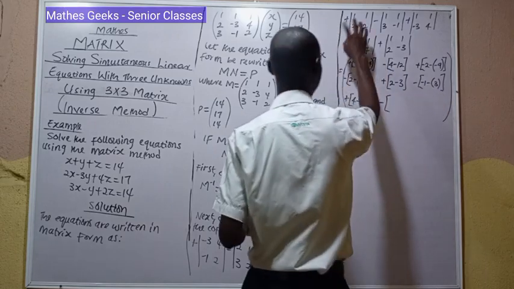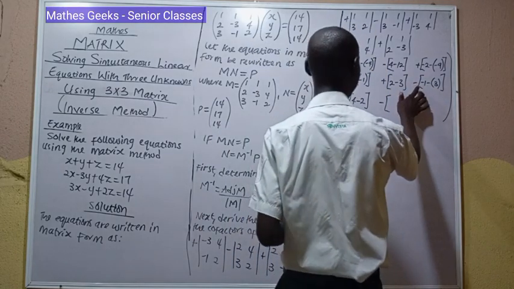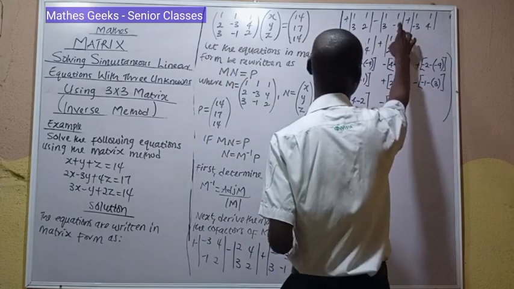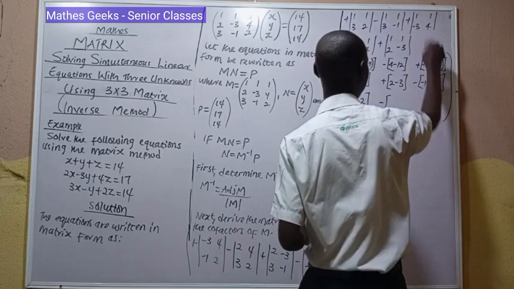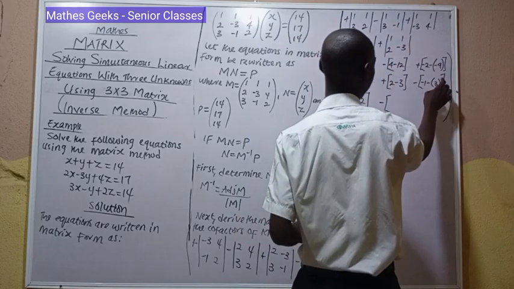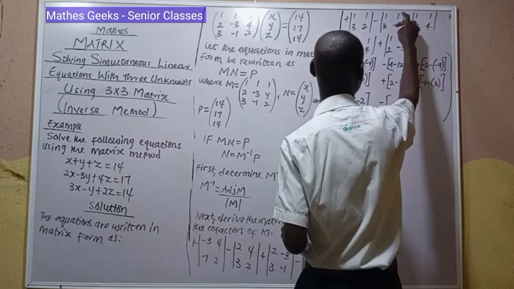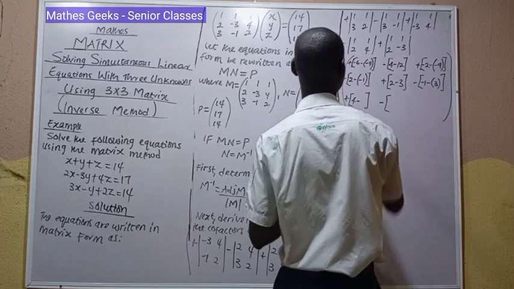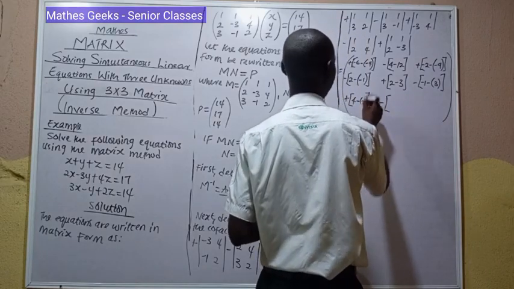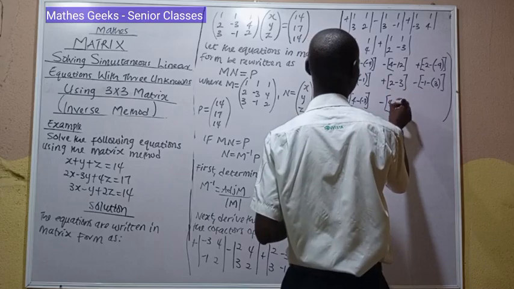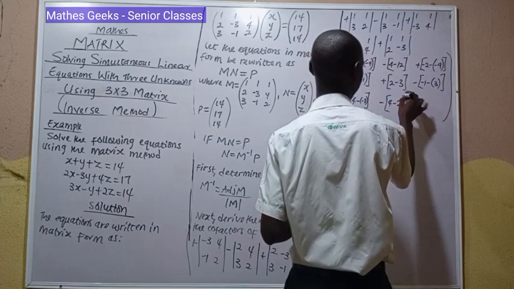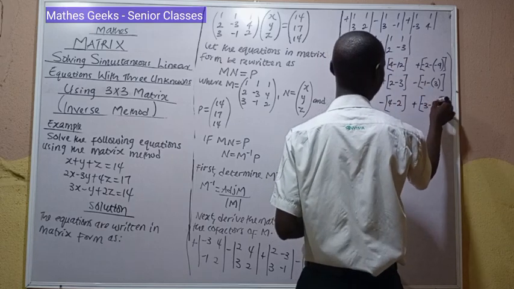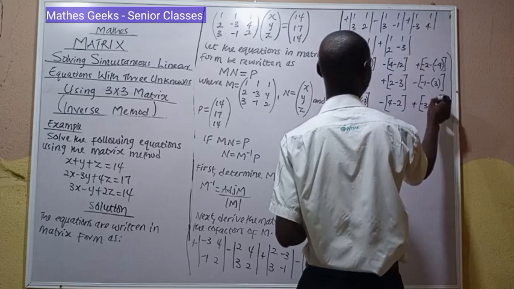I think the sixth entry should be: 1, 2, 3, 4, 5, 6. This is 1 times minus 1 minus 1 times 2, minus 3, correct. Then the seventh: 1 times 4 is 4, minus 3 times 1 is minus 2. Then here 1 times 4 is 4, minus 1 times 2 is 2, plus 1 times minus 3 is minus 3, minus 1 times 2 is 2.